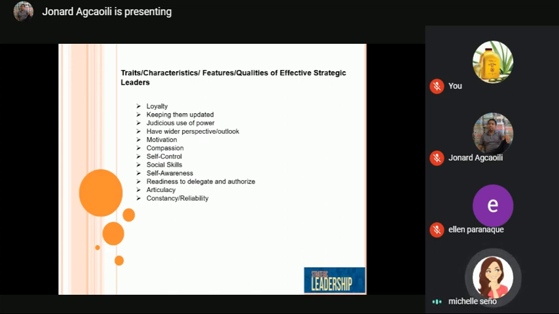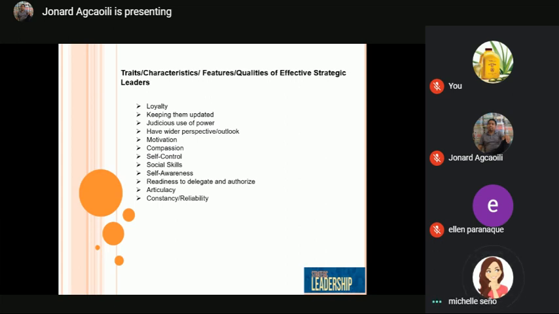Social skills. Strategic leaders must be friendly and social. So, yun po. So, kailangan din daw po ng leaders natin na mag-socialize para naman po maging friendly naman po sa ating mga kasama. Or ano po, yung makipagkapwa-tao po.